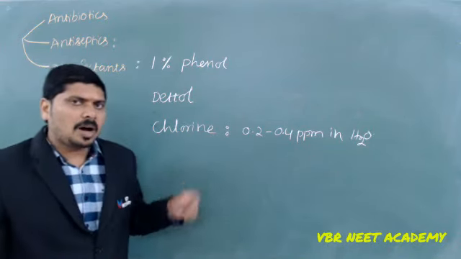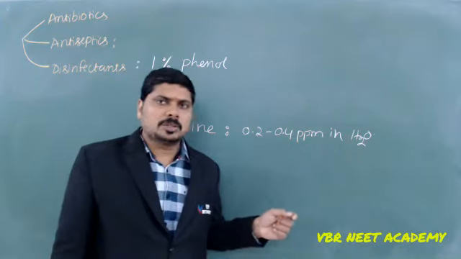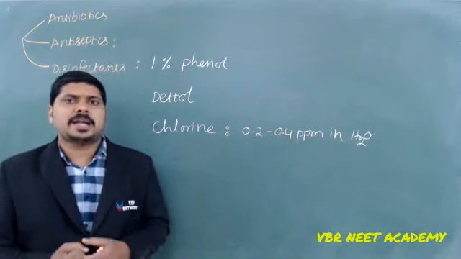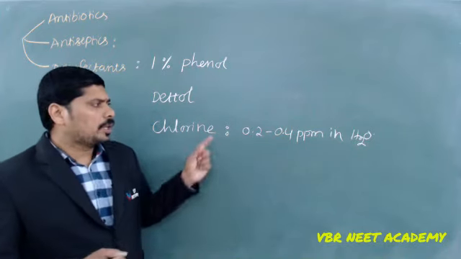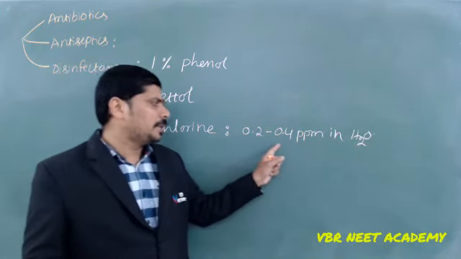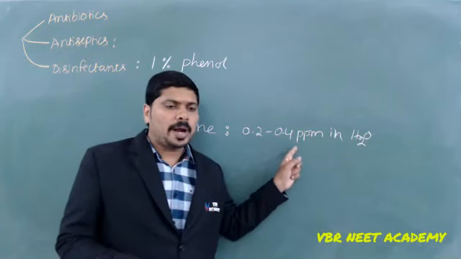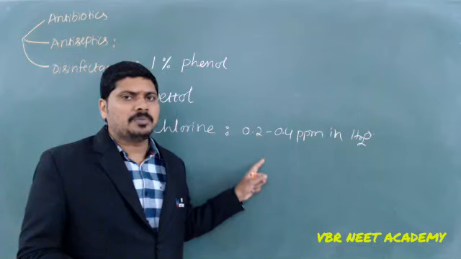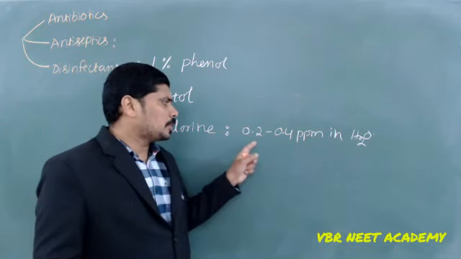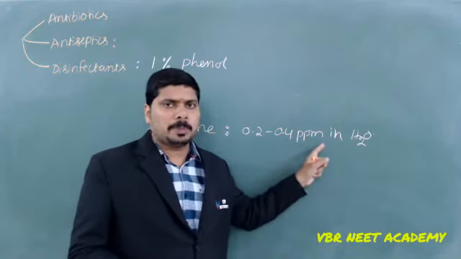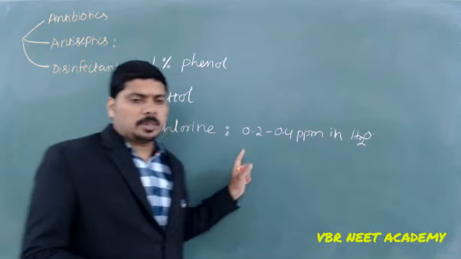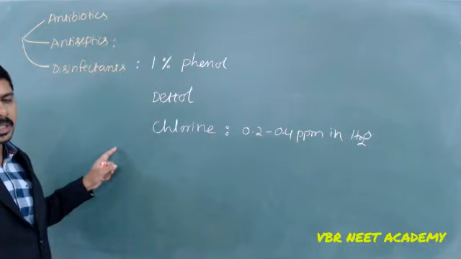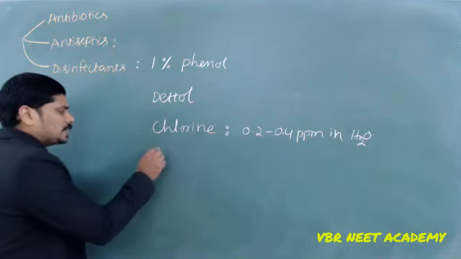I think all the water we supply domestically is supposed to be treated with chlorine water. That chlorine water should have a limit of 0.2 to 0.4 ppm. If it exceeds, it is going to be harmful for us. That's why it is always supposed to be 0.2 to 0.4 ppm in water, acting as an antiseptic. The chlorine water is also going to act as an antiseptic.